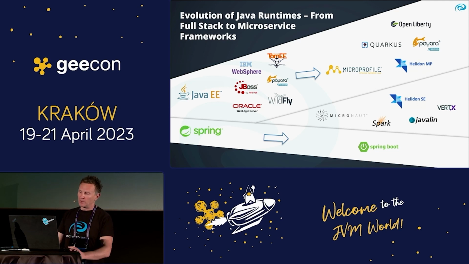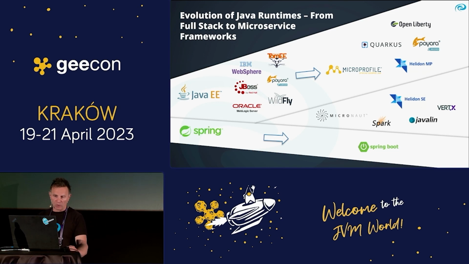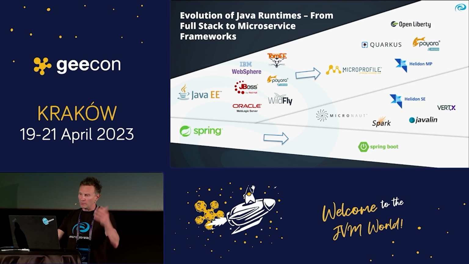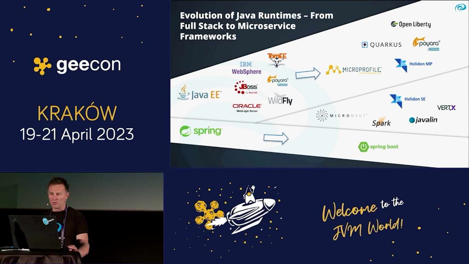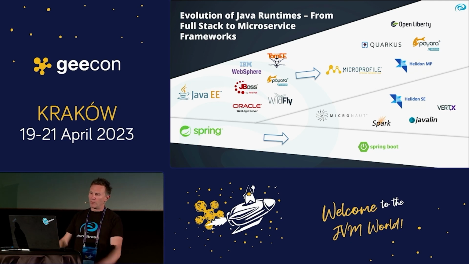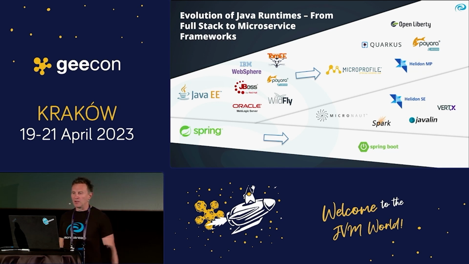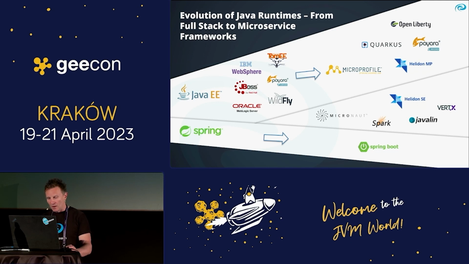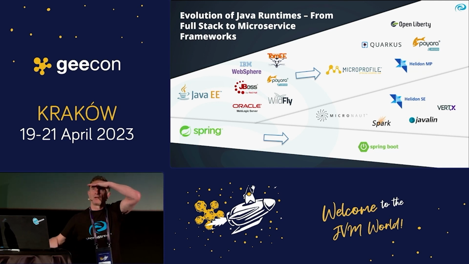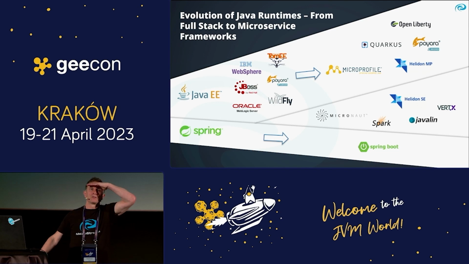MicroProfile, similar to Jakarta EE, is a standard for how to build a microservice framework. Here we have various providers like Quarkus, Open Liberty, Payara Micro, or Helidon MP. Helidon is, by the way, very special because it provides two frameworks in one. It's the only one that also provides a smaller framework, Helidon SE. And then we have all the other microframeworks like Micronaut. And of course, Spring with Spring Boot. Who of you uses Spring or Spring Boot, by the way? Okay, interesting.